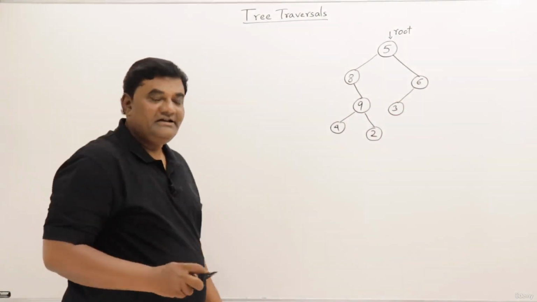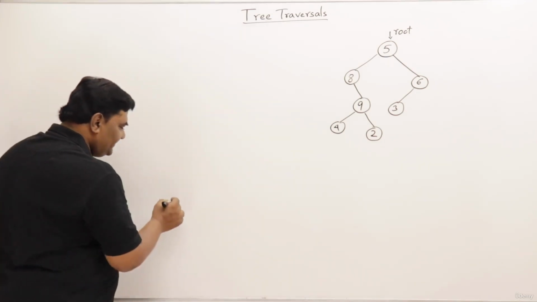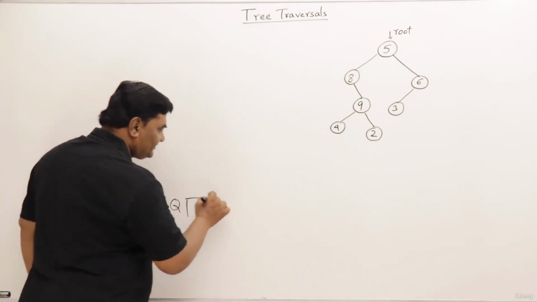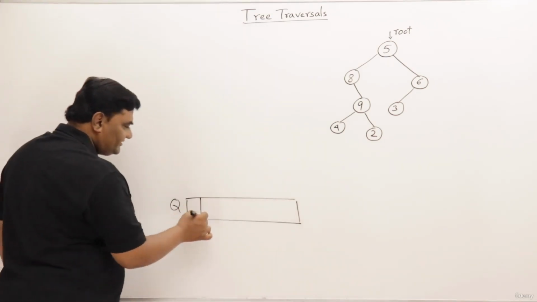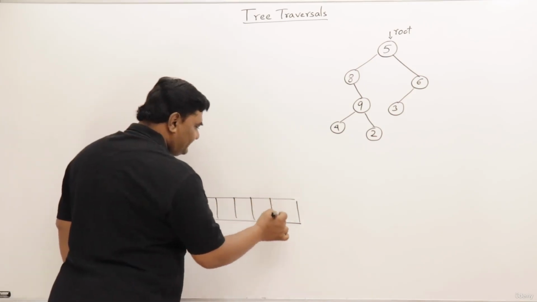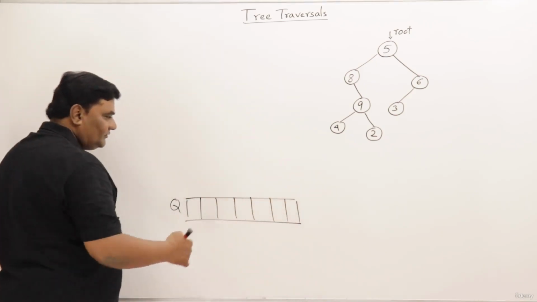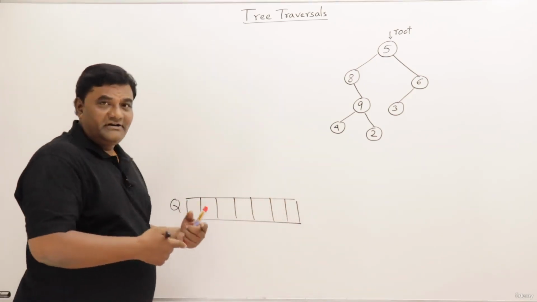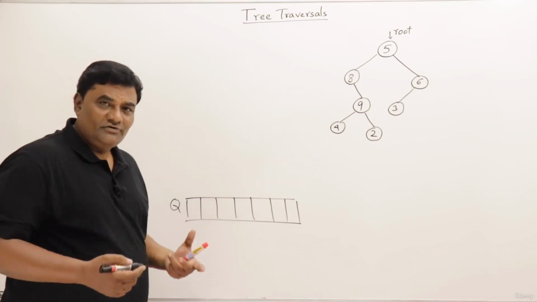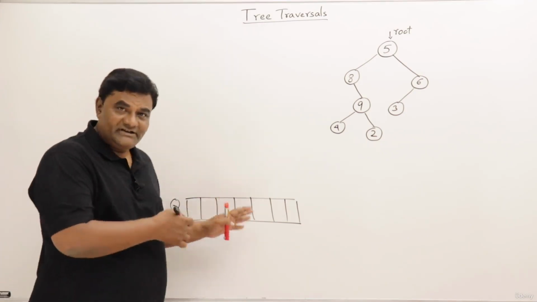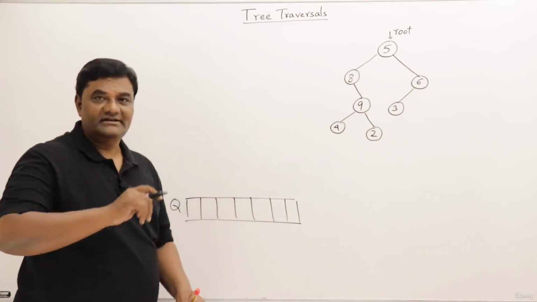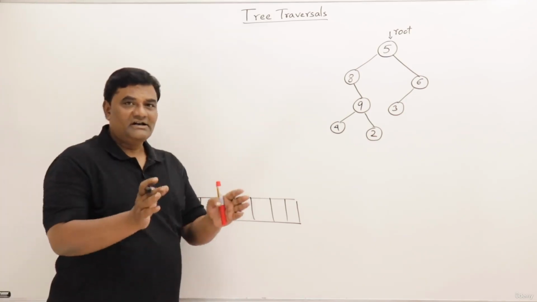For generating a tree using linked representation, we need a queue data structure. So I'm just drawing an array to show that it's a queue. This queue will have a front pointer, a rear pointer, all the mechanism you know already. So I don't have to explain its mechanism. We will just insert and delete elements from the queue. Now let us start the procedure.